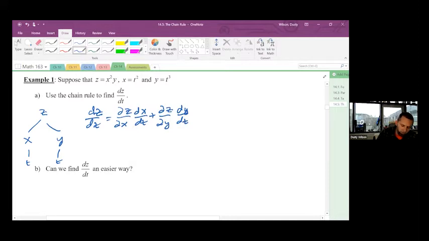And maybe we'll try doing this in color. So first we need to find the partial of z with respect to x. That will be 2xy. And then we need dx dt, which would be 2t.